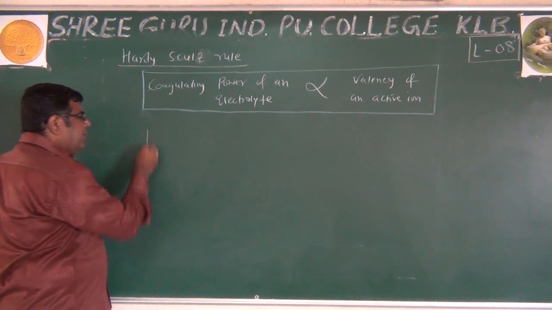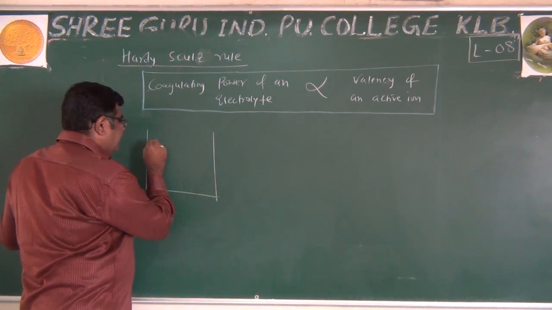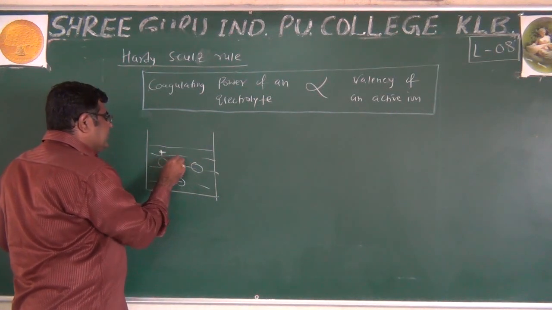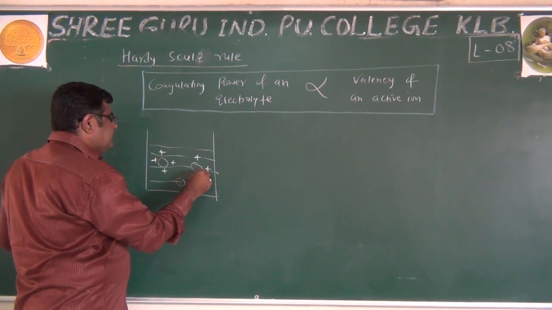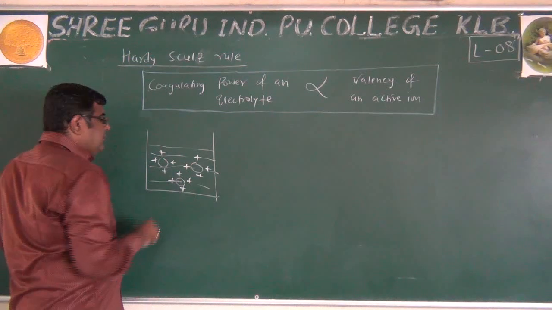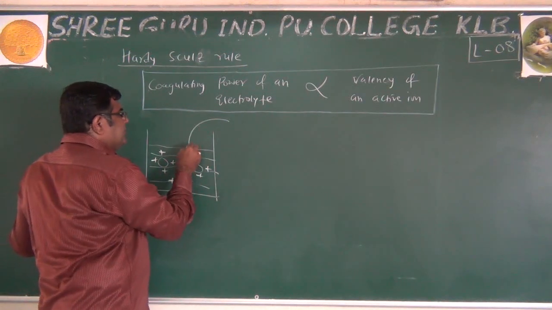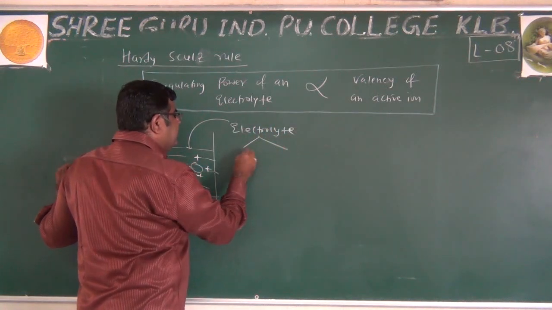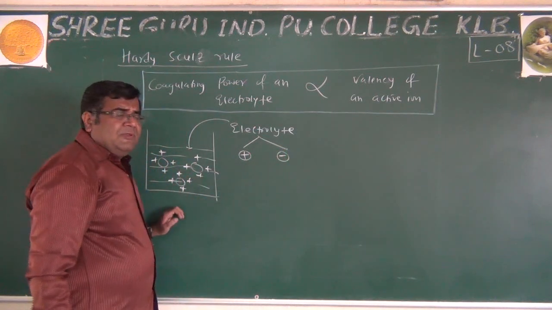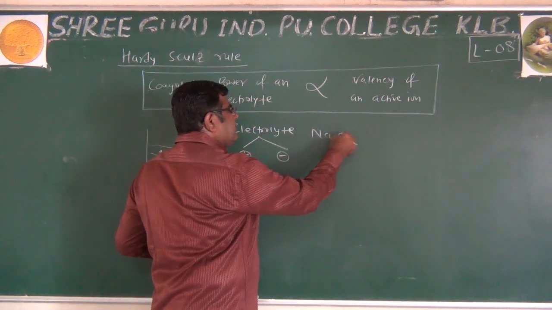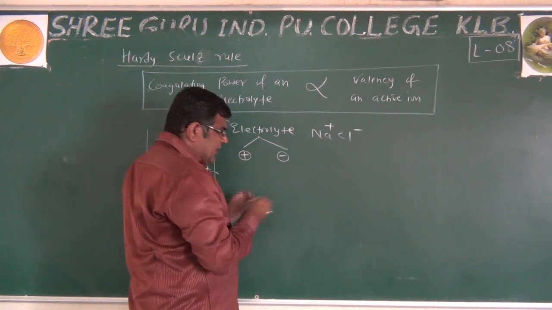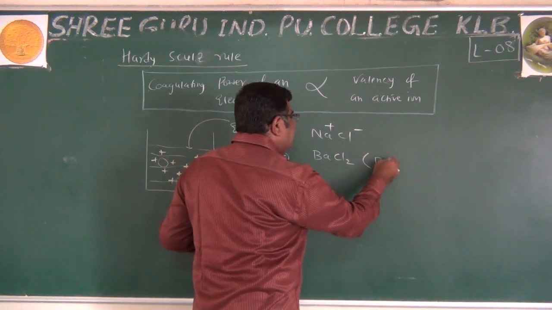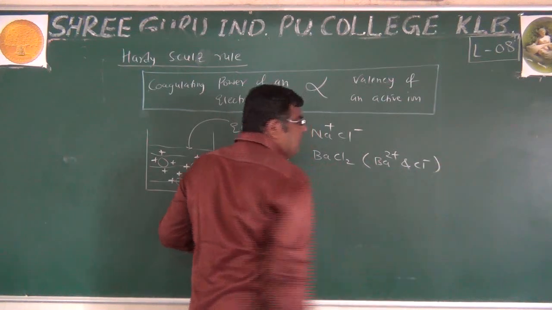For example, if our colloidal particle is positively charged like this, and we are adding an electrolyte to it, the electrolyte will have a positive charge as well as a negative charge. For example, sodium chloride ionizes into Na plus and Cl minus. Barium chloride gives Ba plus 2 and Cl minus.